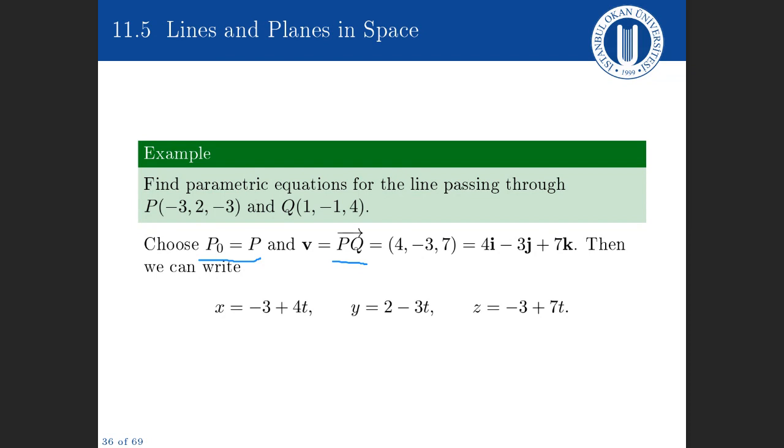And then we have enough information to write down the parametric equations. From the point, we get the first numbers. First number of the x equation is -3. And from the vector, we get the second number. We get x is -3 plus 4t. And for the same reason, y is 2 minus 3t, and z is -3 plus 7t.